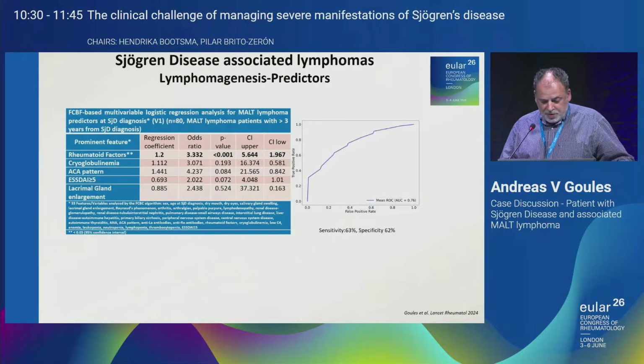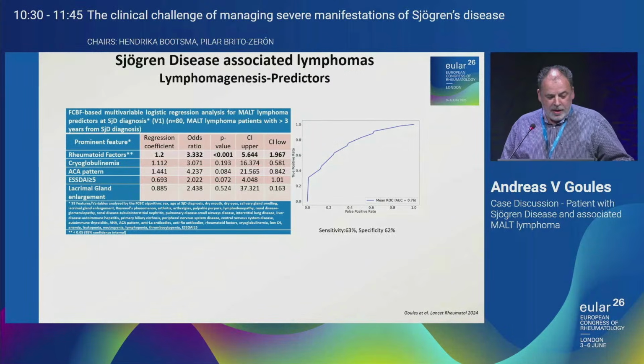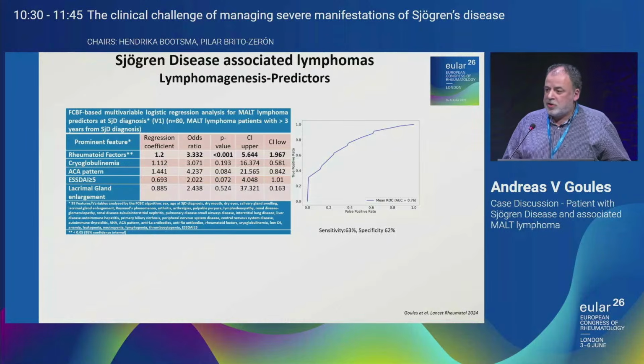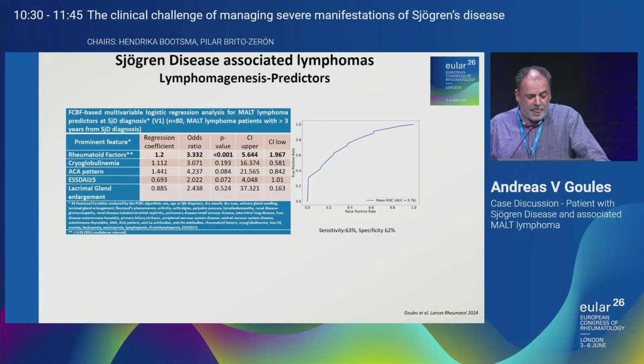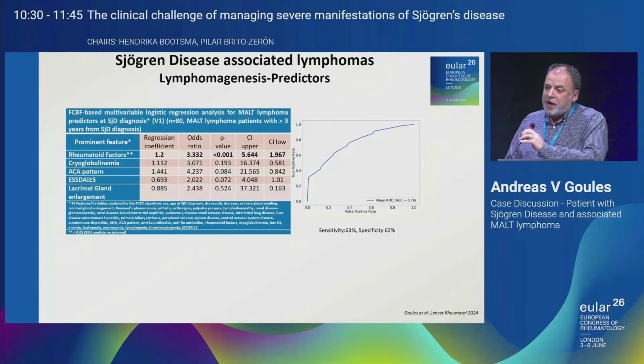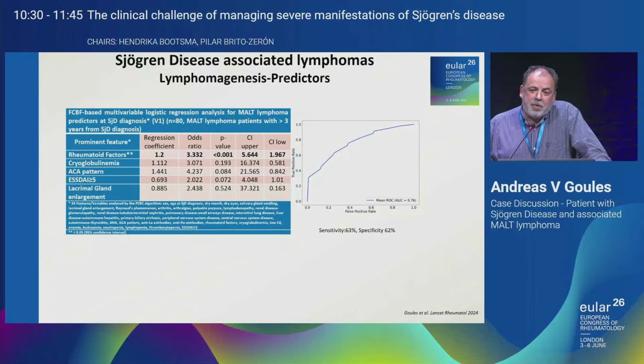To overcome these obstacles, we conducted a study employing data-driven the FCBF logistic regression analysis, analyzing data from 80 patients whose lymphoma diagnosis was at least 3 years apart from Sjogren's disease diagnosis. And this is the time point of Sjogren's disease diagnosis, the V1 time point. And you can see that rheumatoid factor is the only independent multiple lymphoma predictor at the time of Sjogren's disease diagnosis.